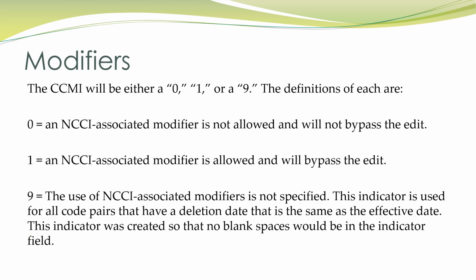So again, the 0, 1, 9 indicates if you can use modifier 59 or the X modifiers. If you have a 0 there, it means you cannot use a modifier no matter what, and the use of one will not bypass the edit. A 1 means you can use it, so if you use it correctly, you can bypass the edit. And the 9 means the modifier is not specified, and this usually means that the NCCI PTP code pair has been deleted, so it really doesn't matter.